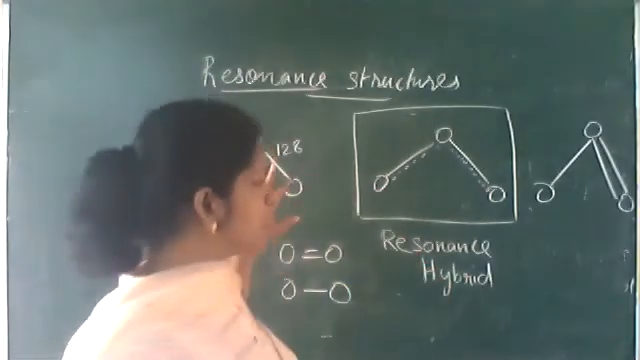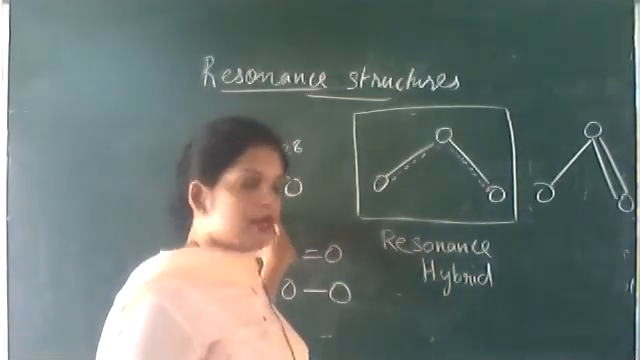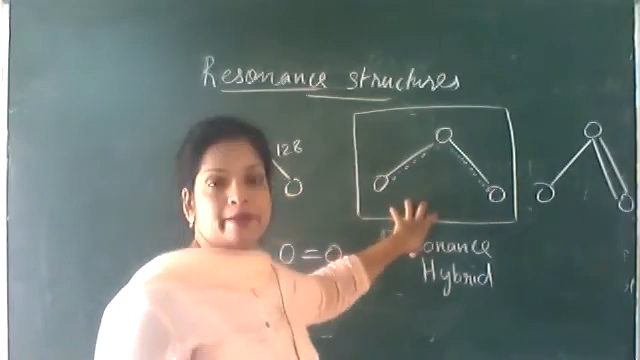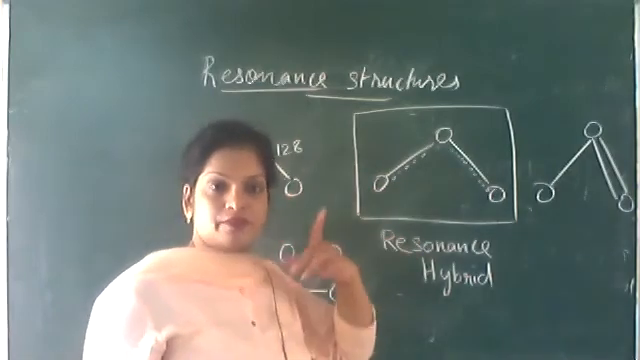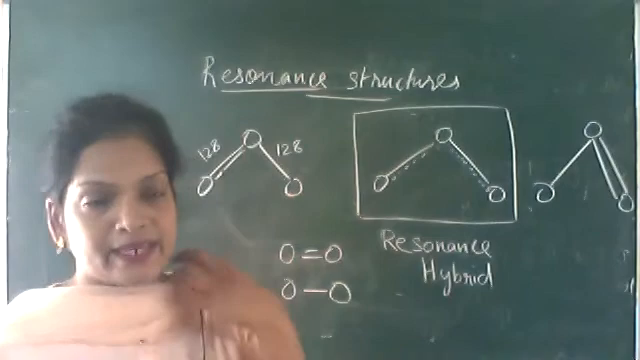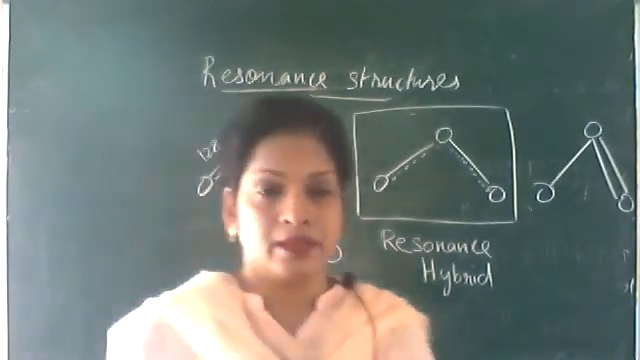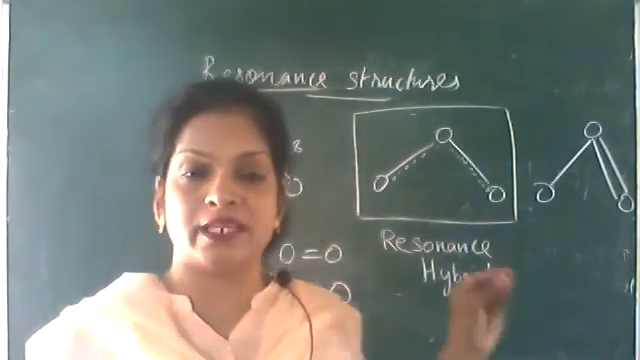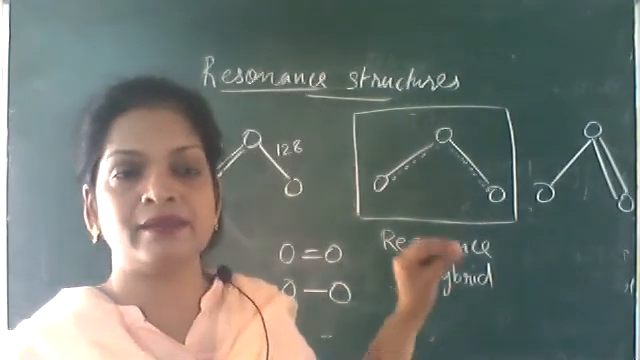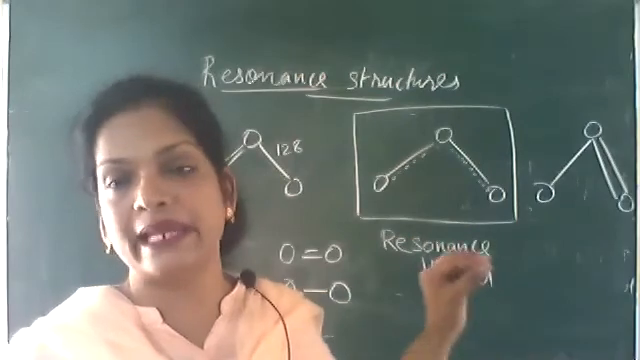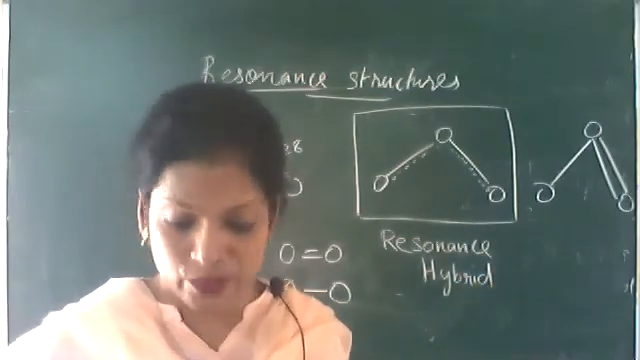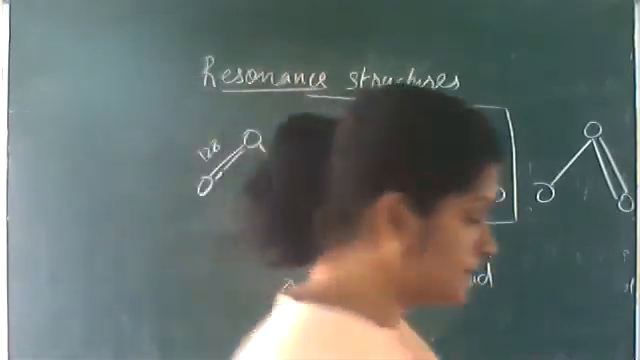The difference between the lowest canonical form energy and the resonance hybrid energy is called the resonance energy. This we have explained already. The energy difference between the resonance hybrid and the lowest canonical form is called the resonance energy. All right.